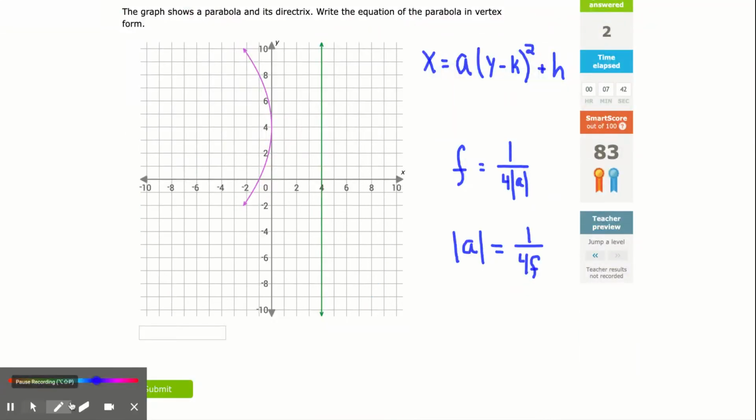Excellent. Now let's do one that's opened left or right.